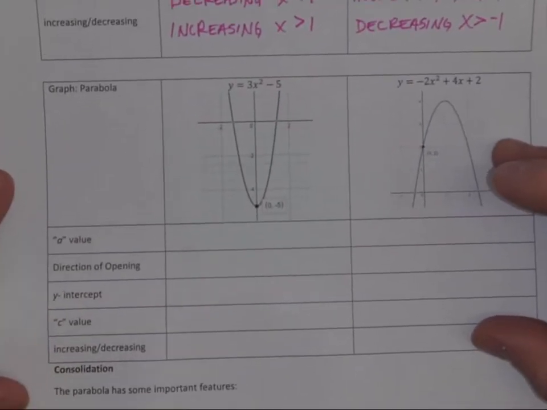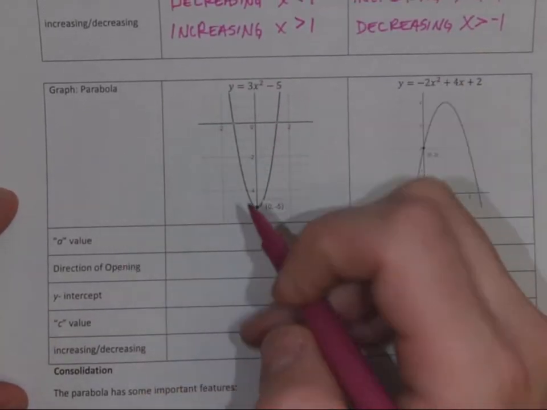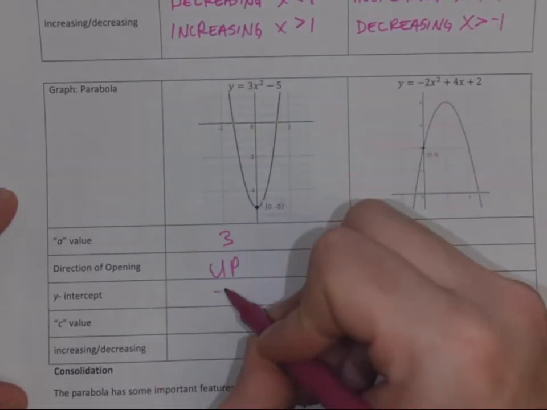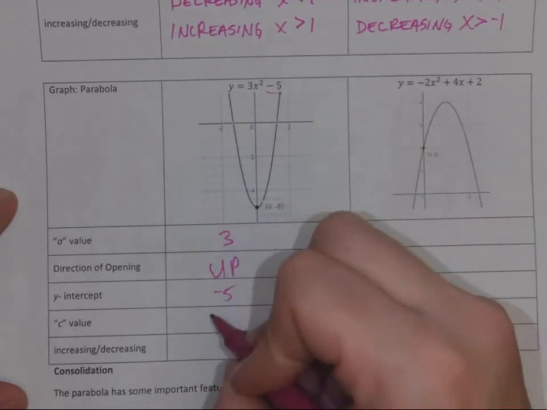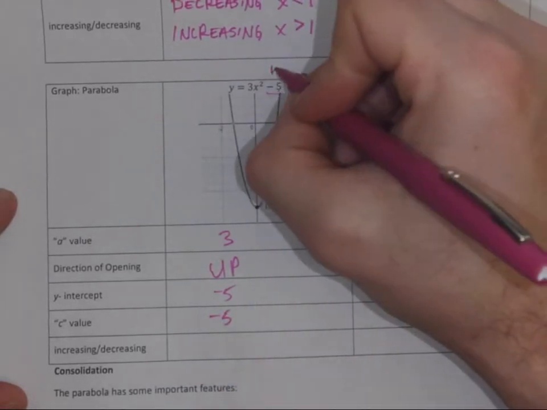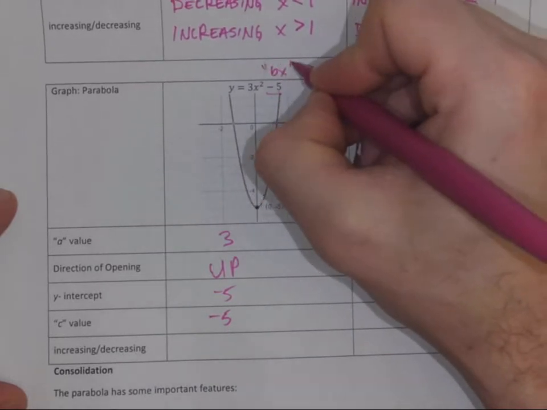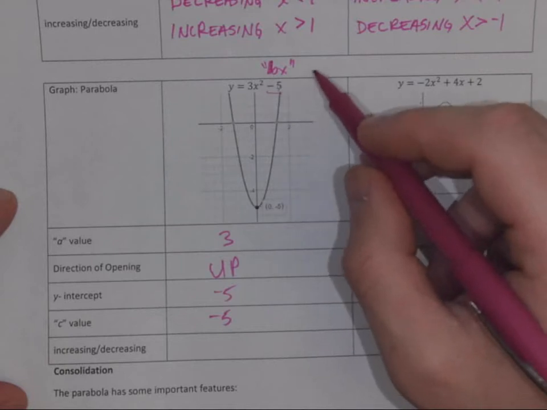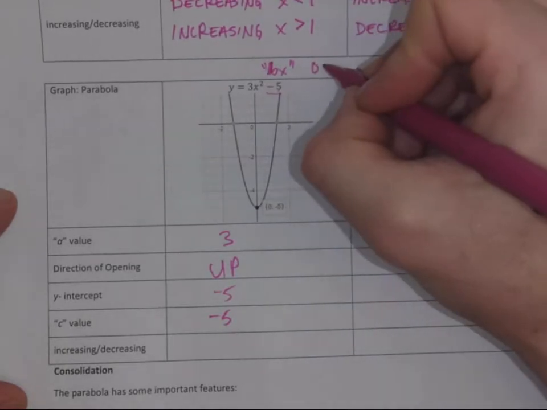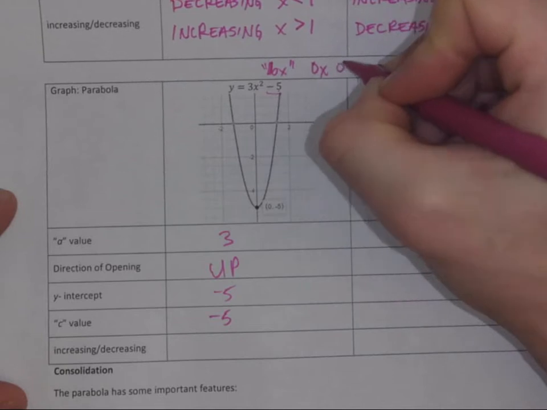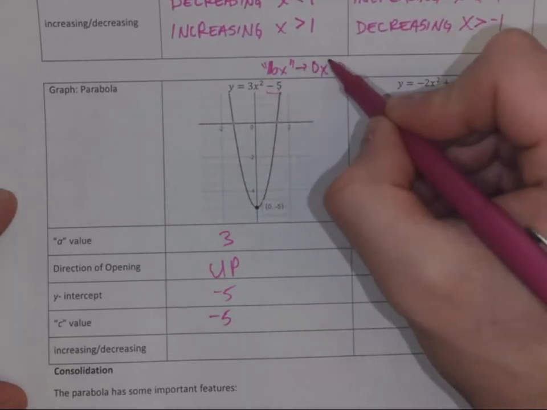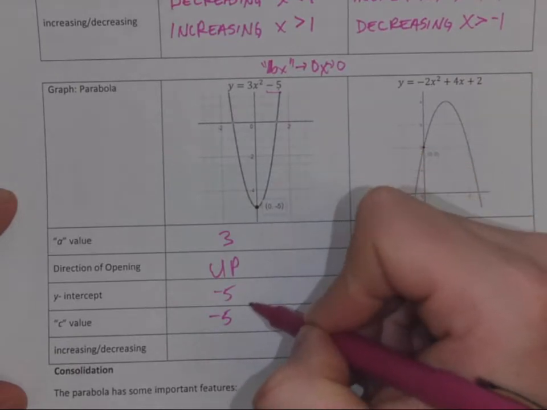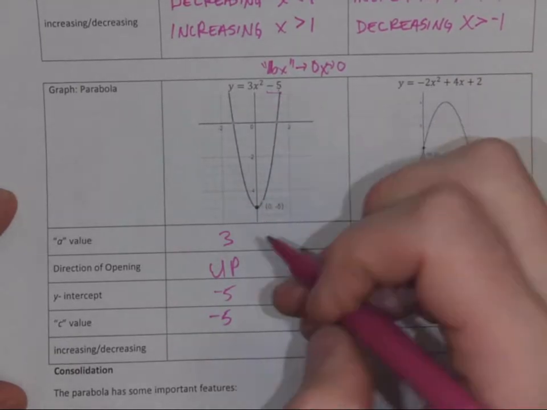When I take away the color coordinating, let's see. Our a value, 3, direction of opening, up. The y-intercept, -5. The c value, -5. Hey, there's no bx value. That's the letter B. That's okay, because that just means that the actual number for B is 0. And 0 times x is 0. We don't need to show that. We don't need to say all the things that aren't there. So we got an a value of 3, it opens up, a y-intercept of -5, the c value is -5.